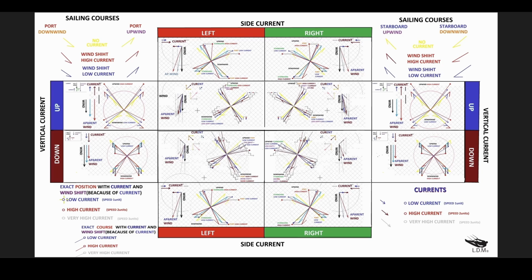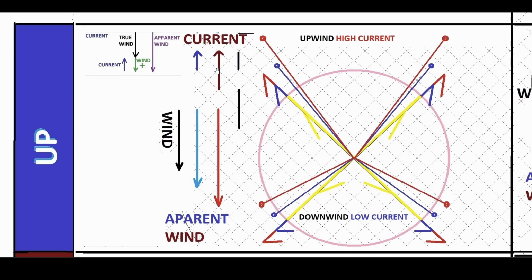I consider light current to have a speed of 1 unit, strong current, speed of 2 units, and very strong current, speed of 3 units. Here, I see my course until the point I will reach with light current, strong current, and very strong current. And here, I see the currents. Small current, large current, very large current. Let's look at the simple currents.